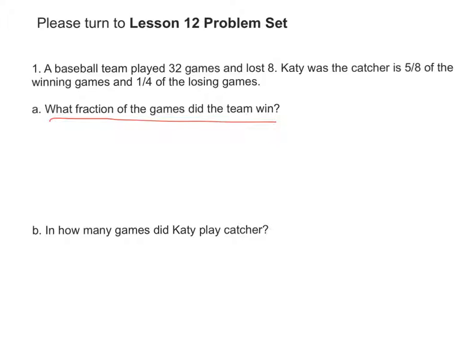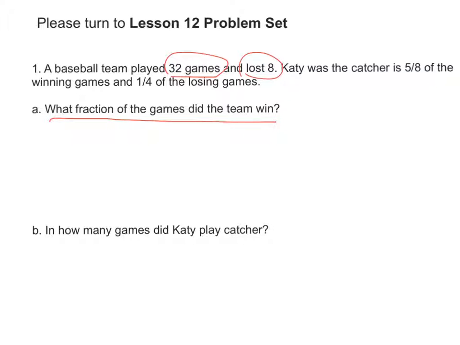So if a baseball team played 32 games altogether and lost 8 of them, is that important? Do we need to know that they played 32 games altogether? Do we need to know that they lost 8 of them? Do we need to know that Katie was the catcher of 5/8 of the winning games and 1/4 of the losing games? No, because part A is only asking us what fraction they won. We don't care about Katie right now.